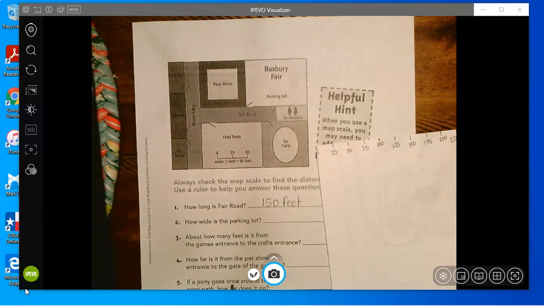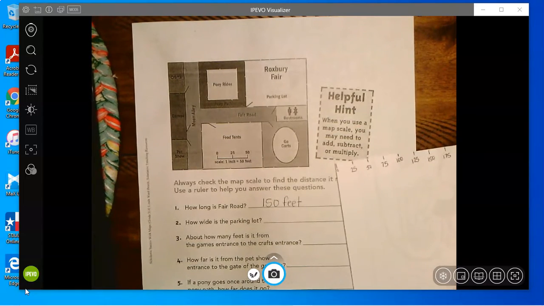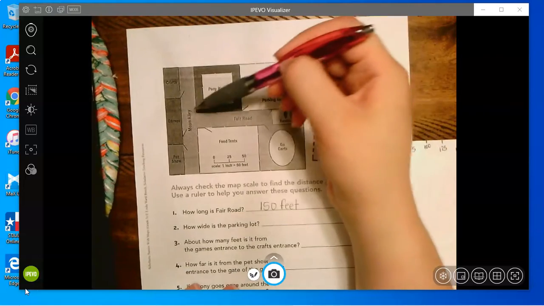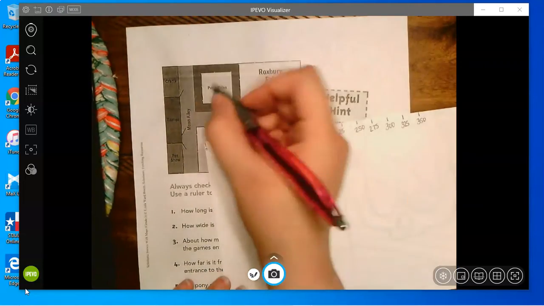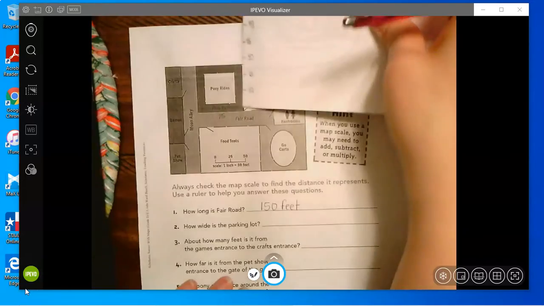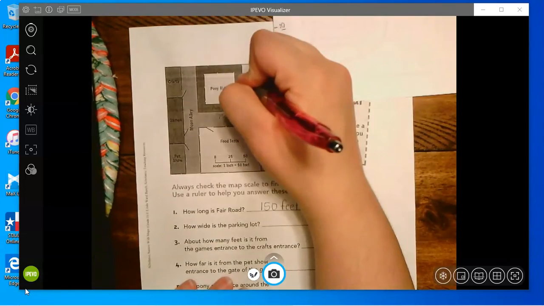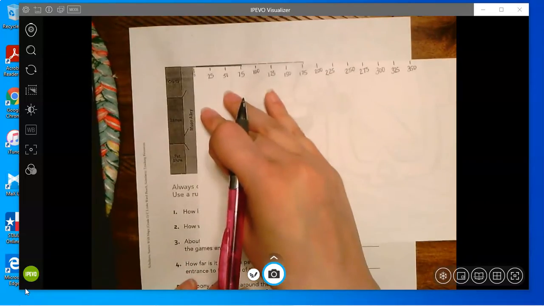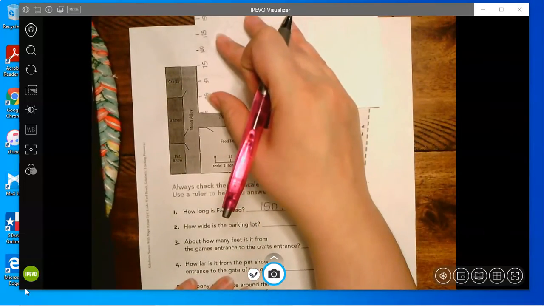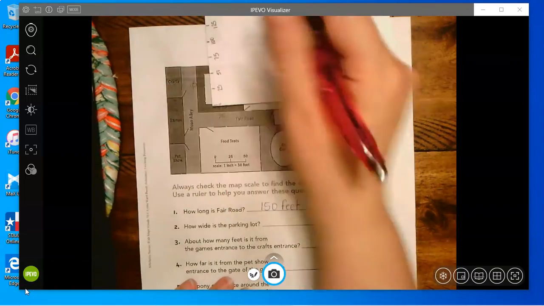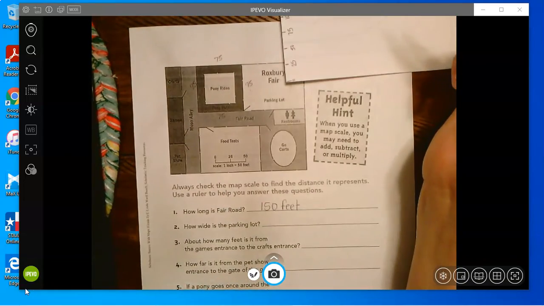And then if the pony goes once around the pony path, how far does it go? If it goes once around, then you would have to do every side. So that one would be 75. That would be 75. That would be 75. And that one would be 75. Okay, so you have to add that up. Okay. All right, guys.